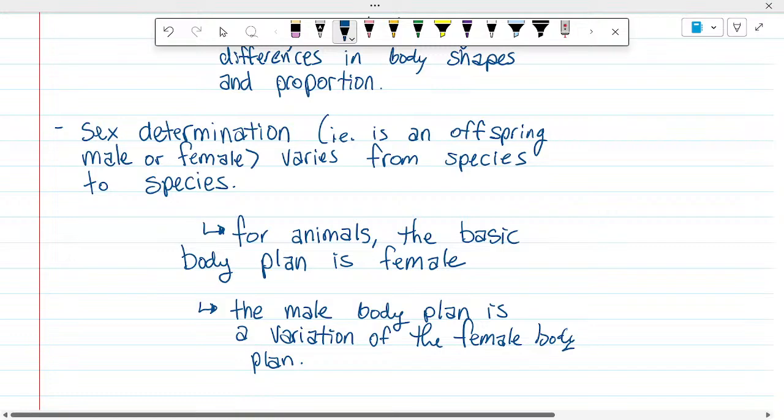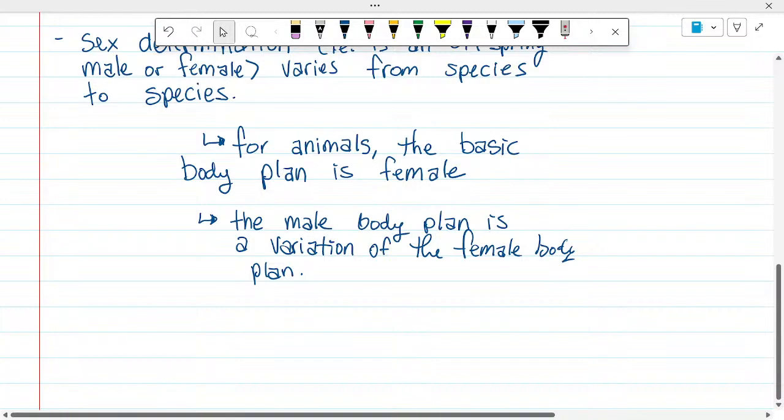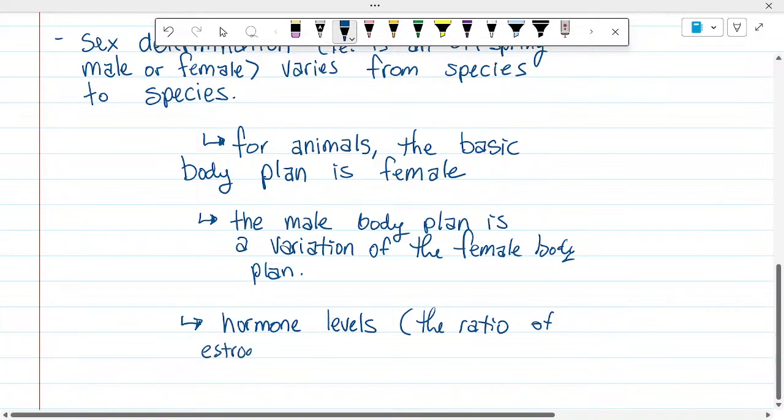And, like I said, the default body plan is female. It takes hormone intervention during development to determine the biological sex of an offspring. That's true for every animal, including humans. So hormone levels during development determine biological sex. So hormone levels, i.e. the ratio of, primarily, what are the two sex hormones that we think of? Yep. Estrogen and testosterone and others.